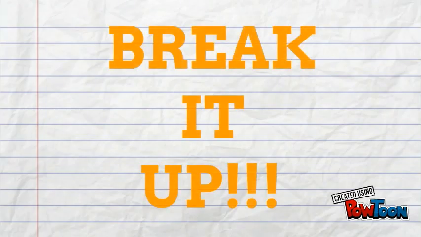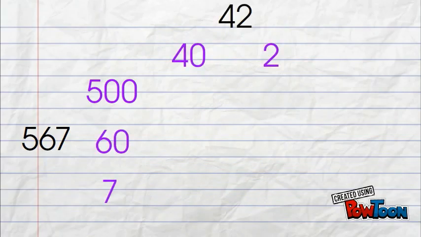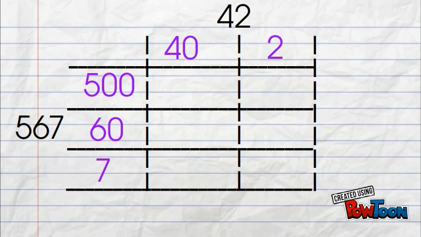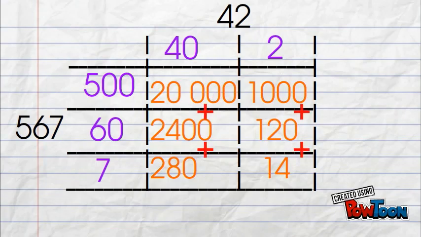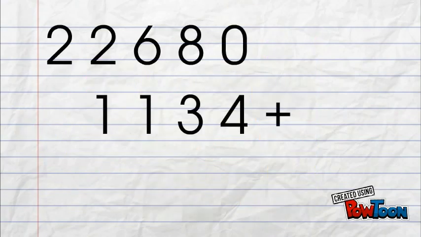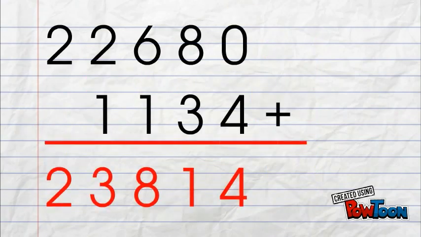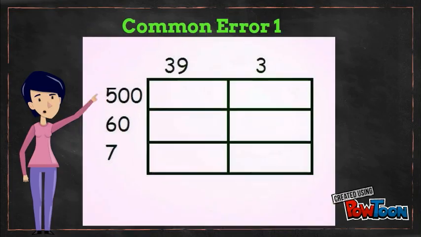We break the numbers according to the place value, so 567 becomes 500, 60 and 7, and same for the 42. Now we multiply the rows and the columns, so 500 by 40, 500 by 2, 60 by 40, etc. Then we add the columns together, and then the final step is to add the two numbers we previously got. And voila, we get the same answer of 23,814.